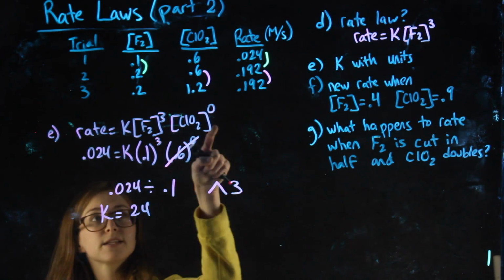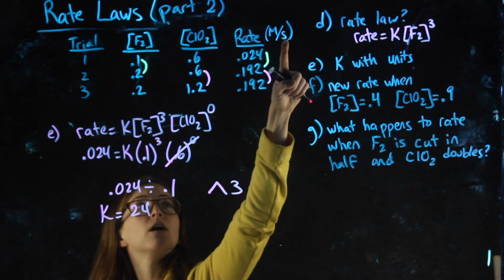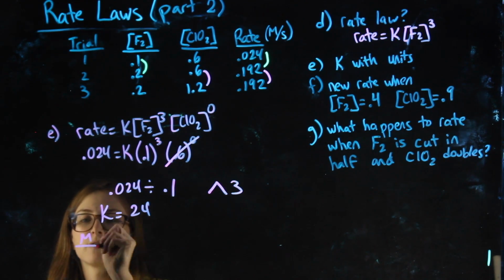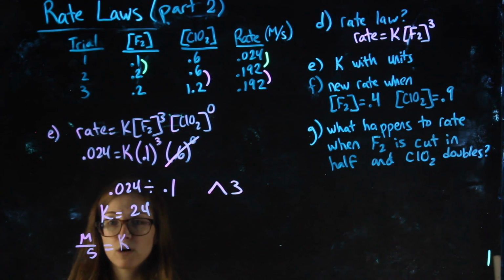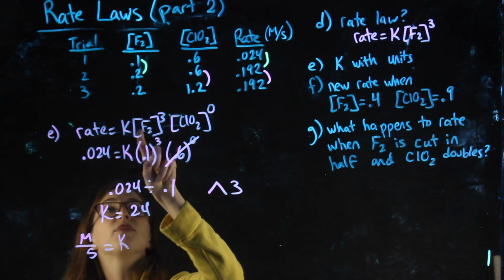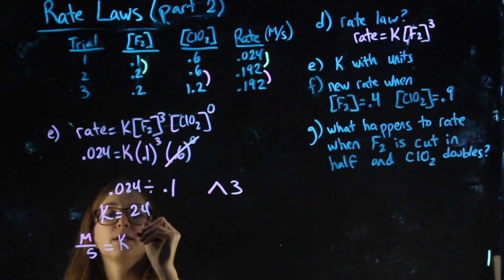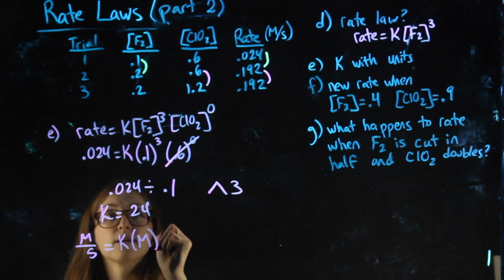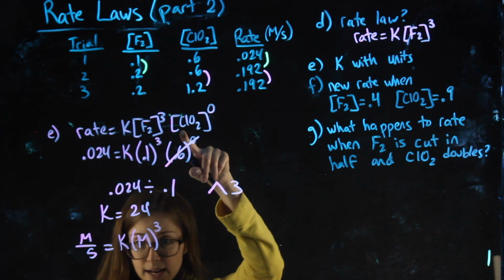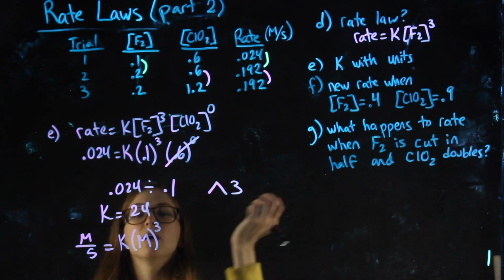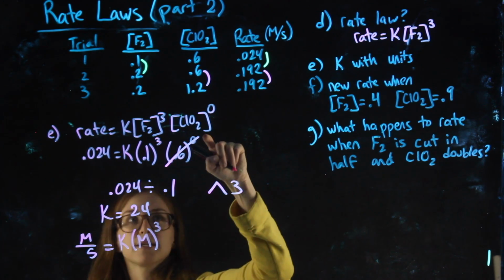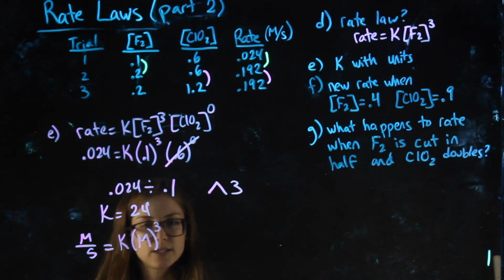So into this rate law, the units for rate are molar per second. I don't know the units on k, that's what I'm solving for. The brackets always mean molarity. My rate law tells me to cube it. Again, I'm not going to plug anything in for ClO2 because it's to the 0 power, so it would disappear. But if you did, it would be also, because it's brackets, molarity to the 0 power.